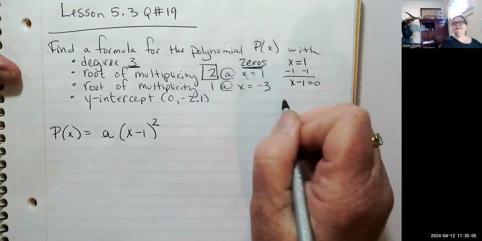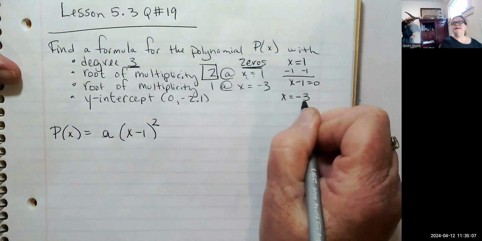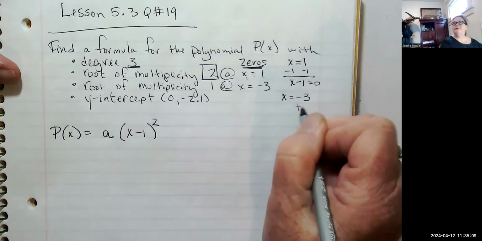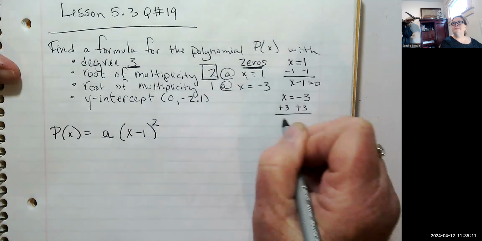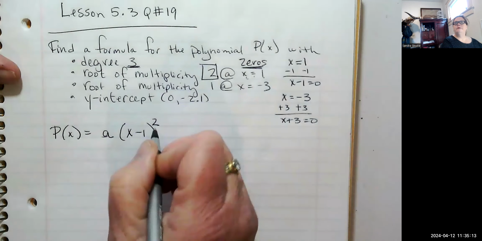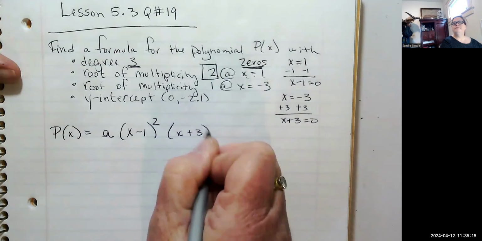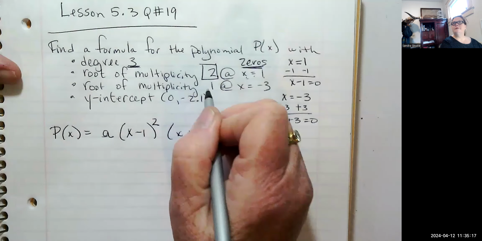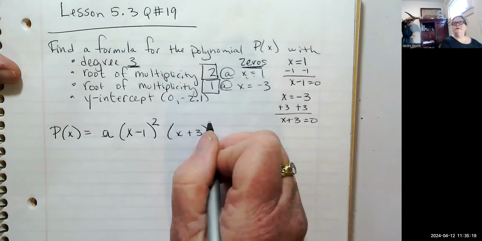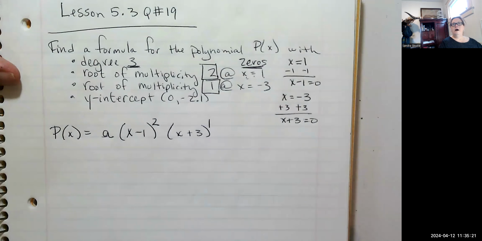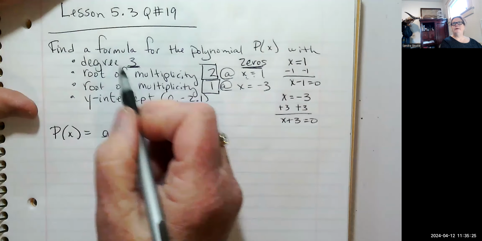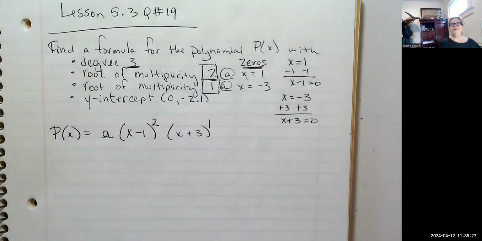The next one, I'm going to take the x equals -3 and set it equal to 0. By adding 3 to both sides, x plus 3 equals 0. So x plus 3, it's just working backwards. What's the multiplicity? It is 1. All right, we've got that done. Our degree already equals 3. 2 plus 1 is 3, so we're done with that as well.